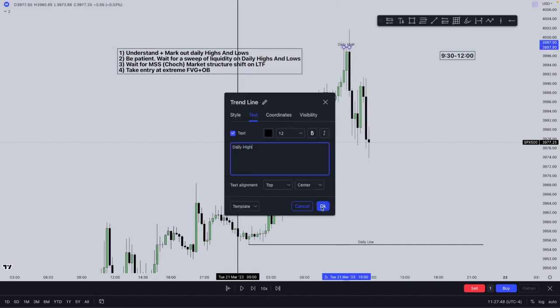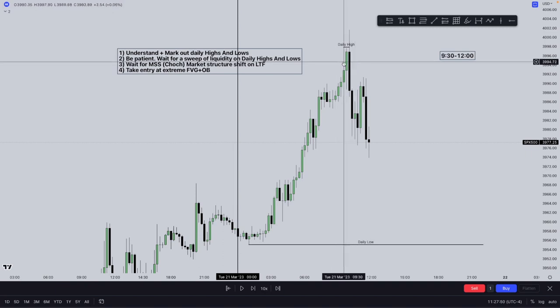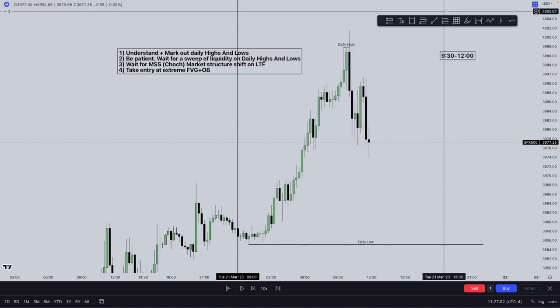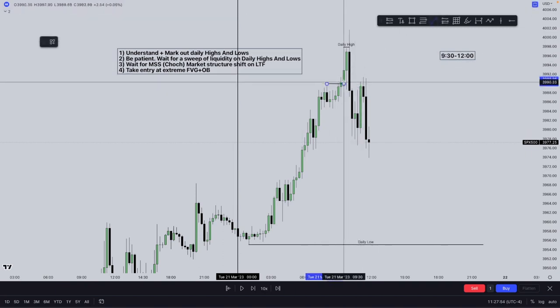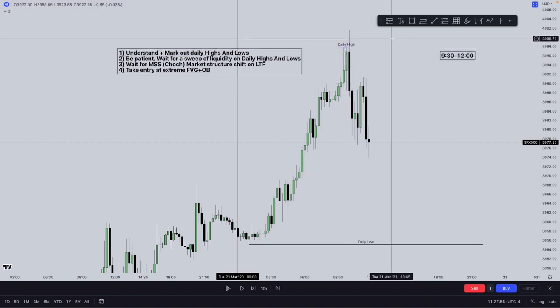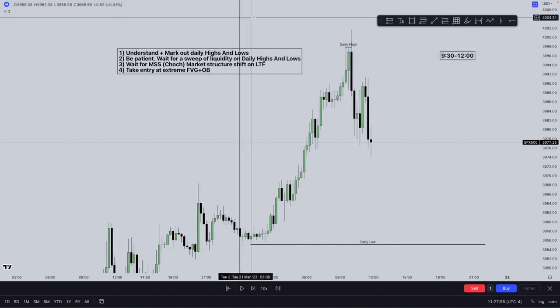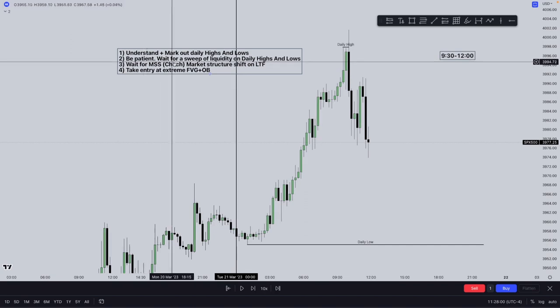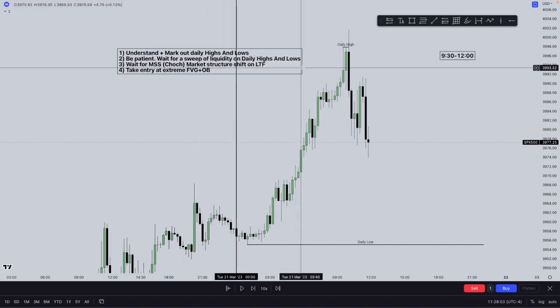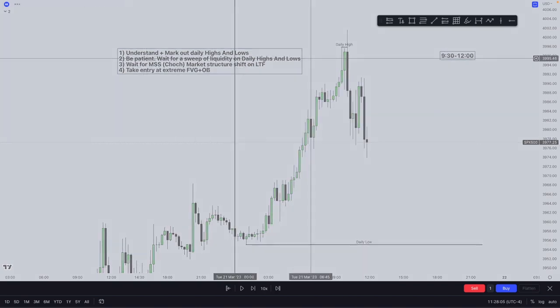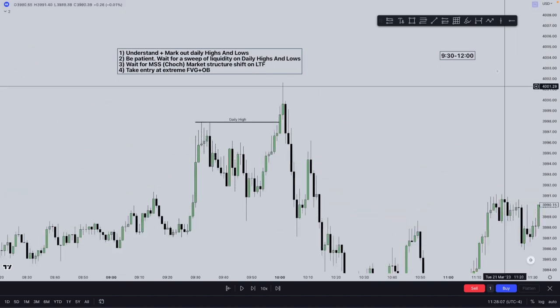because again, we start trading at 9:30, and 9:30 was the daily high, of course. These weren't the daily highs because this was way before 9:30, but at 9:30, this was the highest point of the market, right? Anyway, next, be patient, wait for a sweep of liquidity on daily highs and daily lows. So anyway, now we just wait for a sweep of liquidity, as I did say before.